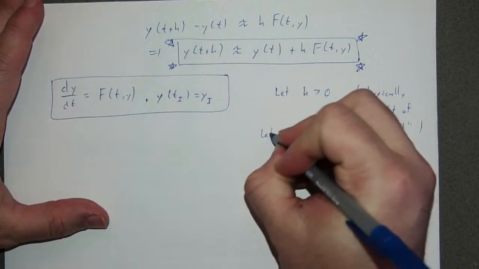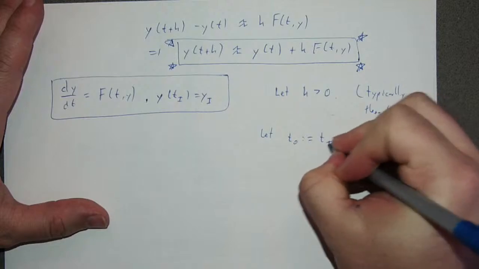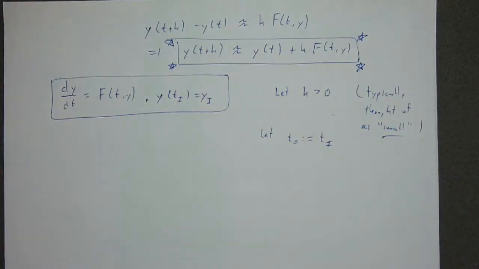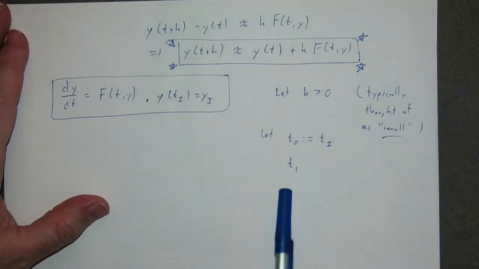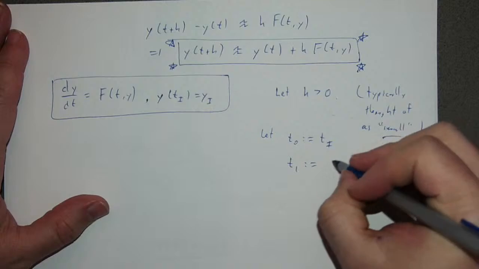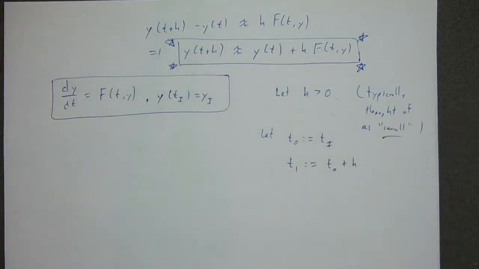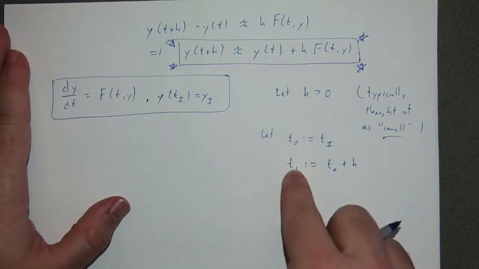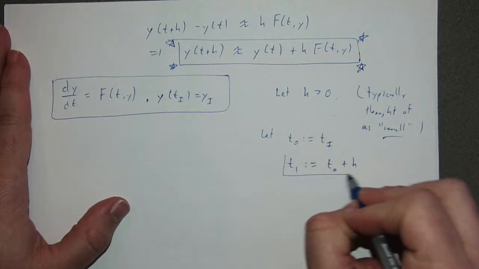Let t_0 be defined to be this t_I, this initial value. Then t_1 is defined to be t_0, the initial t value, incremented by h. So I take my initial time value and I increment by h. h is thought of as the step here. This is the step size. So in my next time step, I have incremented my initial time step by h.